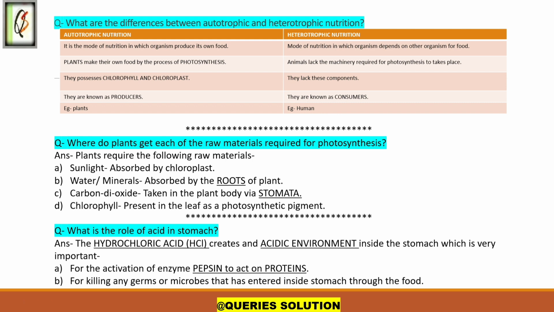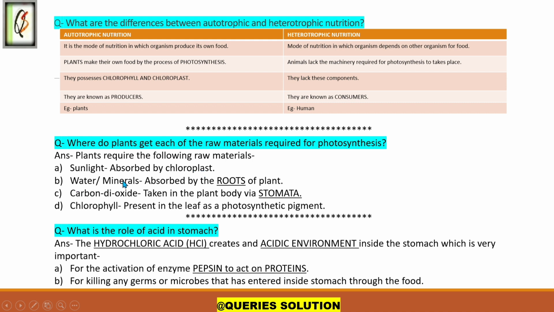All right, next question. Where do plants get each raw material required for photosynthesis? If you remember when we were studying the process of photosynthesis, we talked about four different raw materials that the plant requires to perform the process. Sunlight, we know, the plant gets from the sun, and it will be absorbed by the chloroplast of the leaf so that it can be utilized for photosynthesis. So be aware that sunlight will be absorbed by the chloroplast.